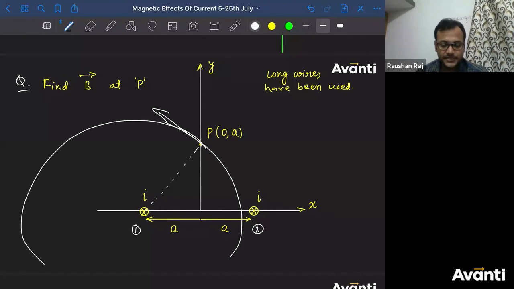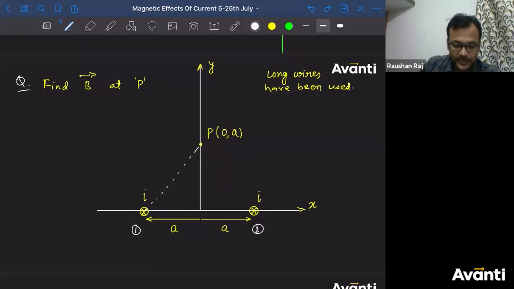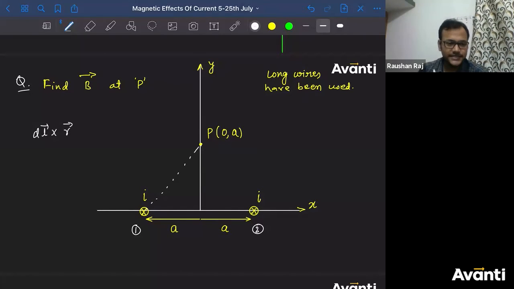What is the easier method? इससे भी आसान क्या हो सकता है? देखो, we know that the value or direction of the magnetic field is found by finding dl cross r, है ना? dl cross r. What is the direction of dl, बच्चा लोग? Tell me. What is the direction of dl?